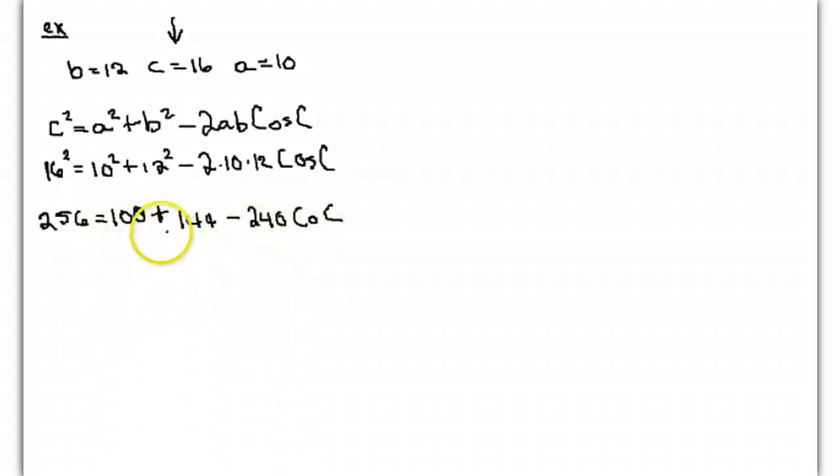So right now we can't put all this in the calculator because we got a letter that the calculator doesn't know how to do, which is C. If you knew what C was, you could put all this in the calculator. Since we can't, we got to do it by steps. First thing we can do is add the 100 and the 144 up, because those are like terms. That gives you 244. So we got 256 equal to 244 minus 240 cosine C.